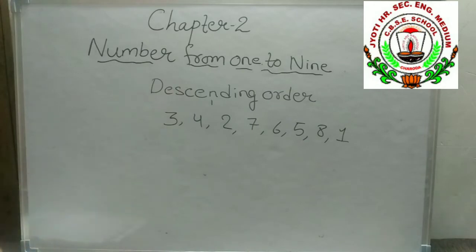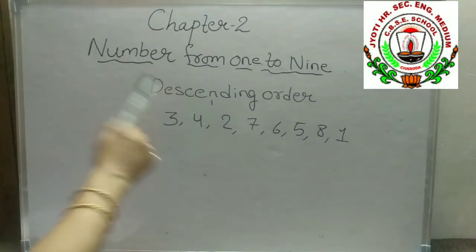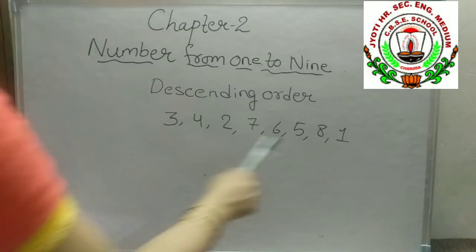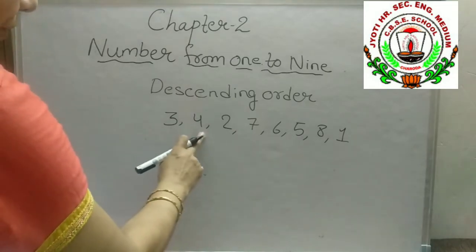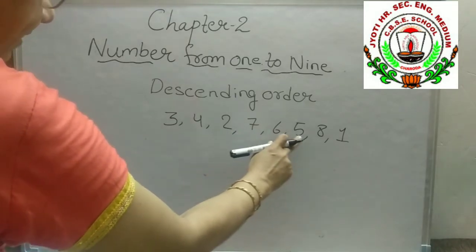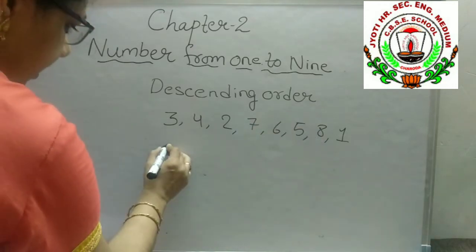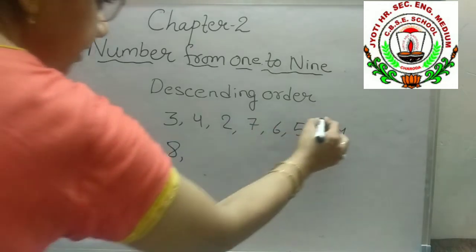Now students, how do we have to write these numbers? We have to arrange these numbers in descending order. So we have to select the greater number. In this, which is the greater number? 3, 4, 2, 7, 6, 5, 8, 1. Here 8 is the greatest. So we will write 8 here.